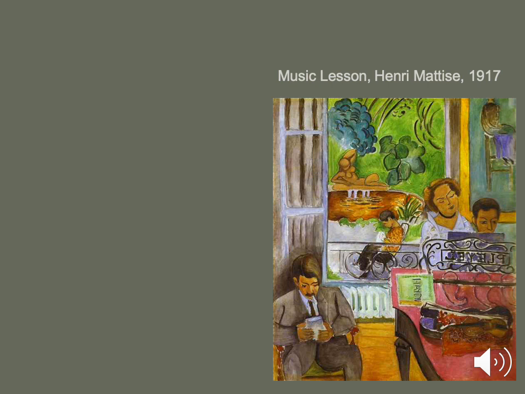Some of the other things that we see are several people. We see a window with a garden outside. We see a mother perhaps teaching her son the piano. The piano has a violin on it. All of these things together create a very rich interior space.